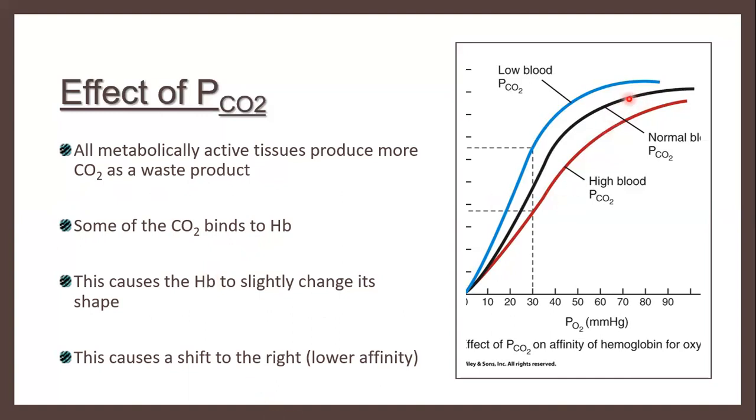So this is normal blood carbon dioxide level. At high blood carbon dioxide, the curve will shift to the right, so more oxygen is released, while at low blood carbon dioxide, it will shift to the left, so hemoglobin will bind oxygen tightly.